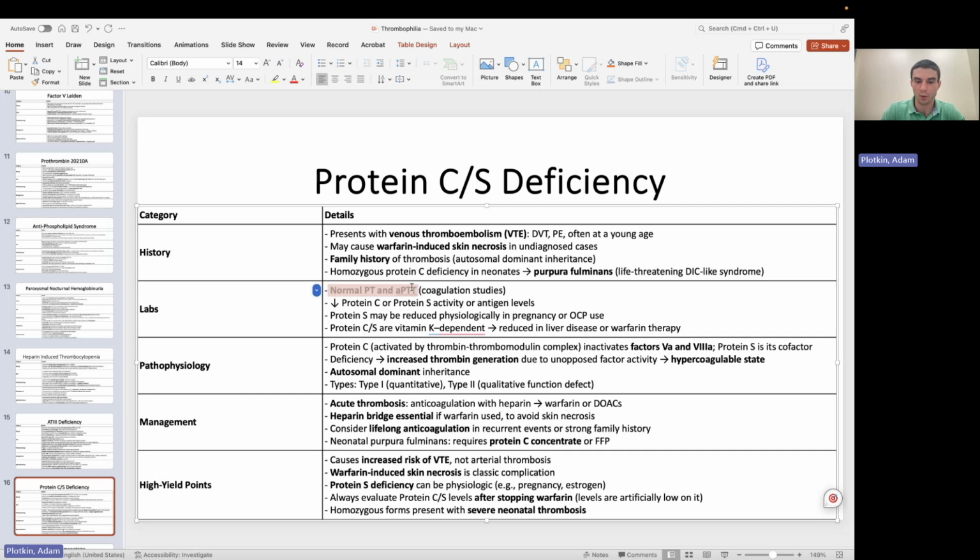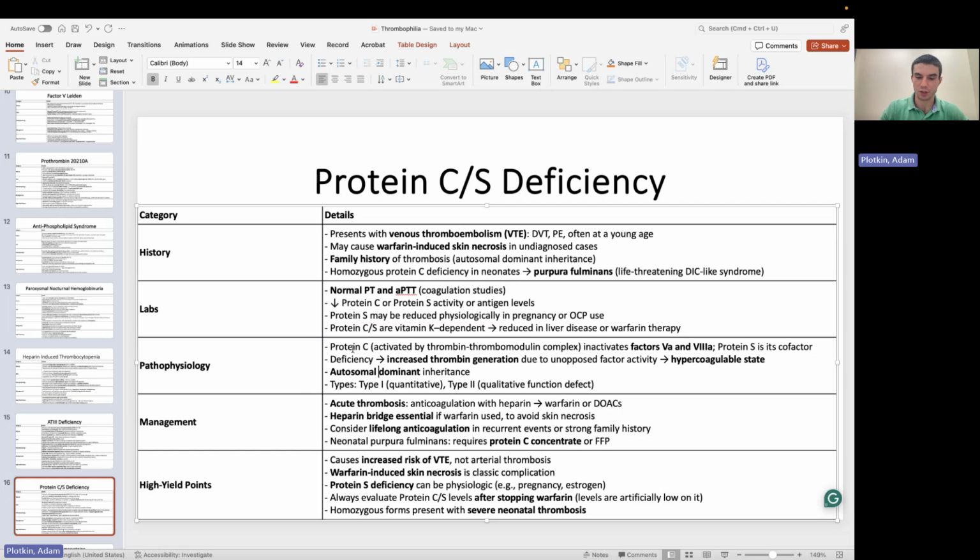So labs are normally normal, PT and PTT, with a decreased protein C or protein S. Protein S may be reduced physiologically in pregnancy and OCP, right? So that's a physiological cause of decreased protein S. And then remember, protein C and protein S are vitamin K dependent, so they're reduced when I have a patient with liver disease or warfarin therapy.